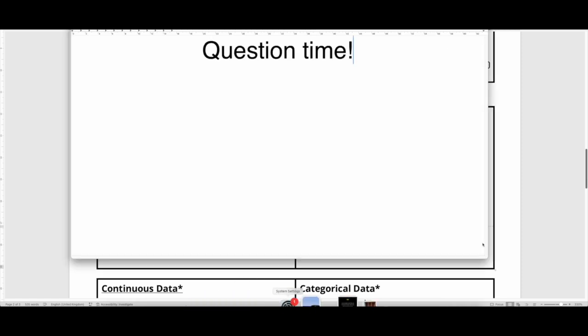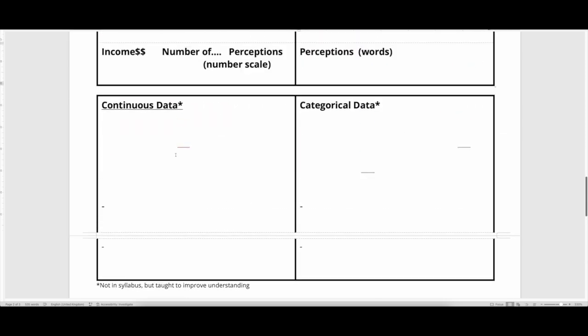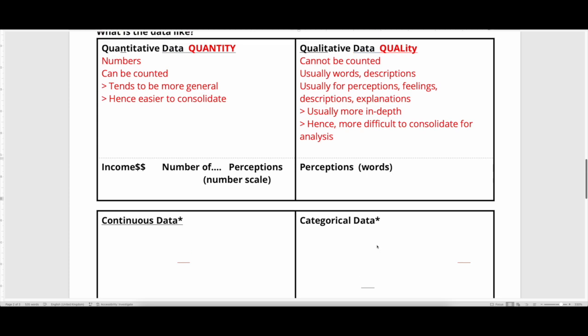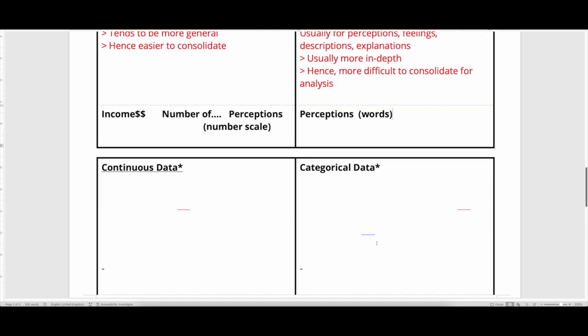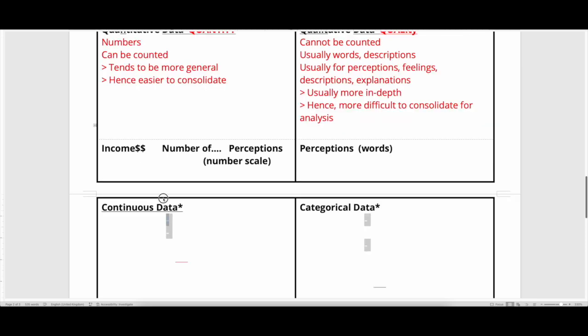Okay, question time. I want you to guess, is this qualitative or quantitative data? Now, I'm going to introduce two things to you that are not in the syllabus. You might have encountered them in your pure science. And the reason why we are teaching you this continuous and categorical data is because in the later parts of this topic, knowing whether your data is continuous or categorical in nature will help you a lot. Okay, so what is continuous data?